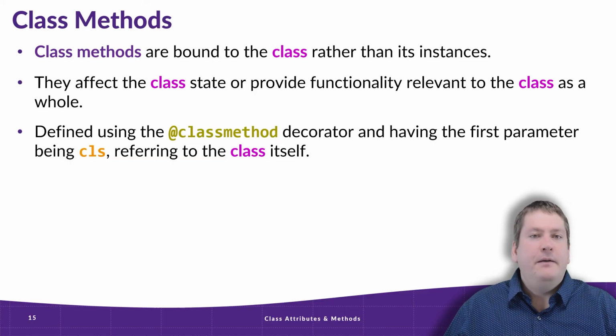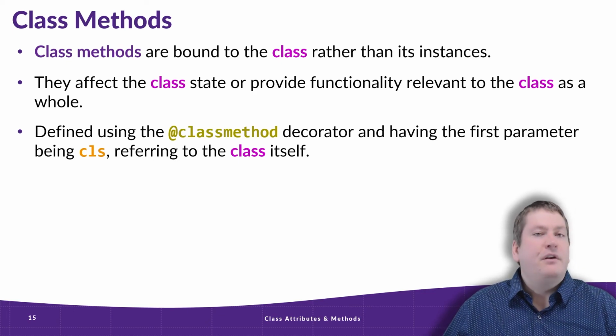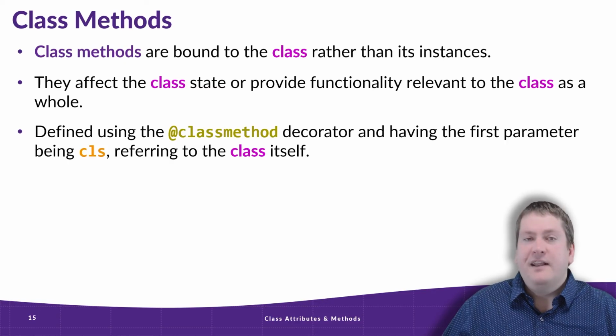And the way we define them is a little bit different than what we've seen before. We have to use a decorator, which is a special statement that we put before the method to let Python know that this is a class method. The other thing we do differently is instead of giving it a self parameter, we give it the cls parameter, which refers to the class itself, rather than an instance of the class.